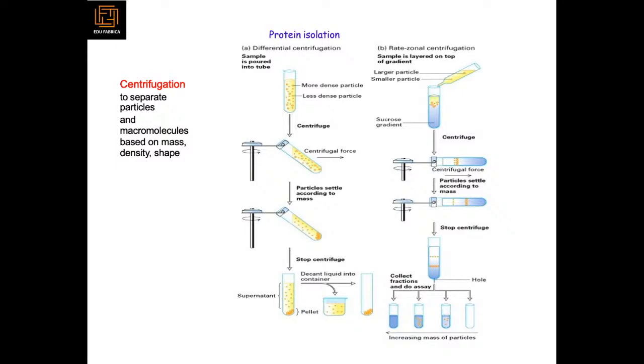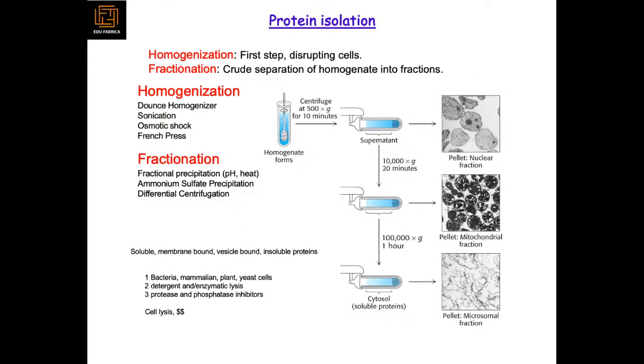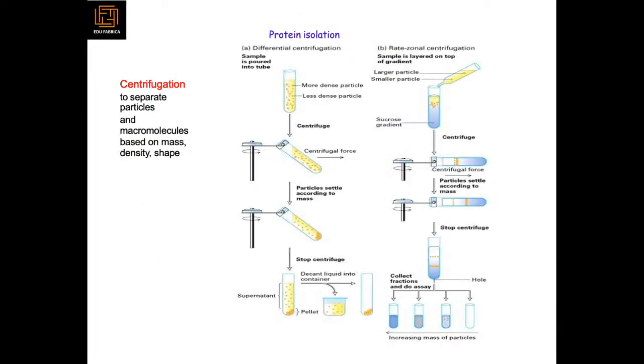So that's how you can isolate different proteins, according to their density, according to the mass, with the help of first doing the homogenization, then disrupting the cells, then doing this fractionation technique, and then the centrifugation technique.